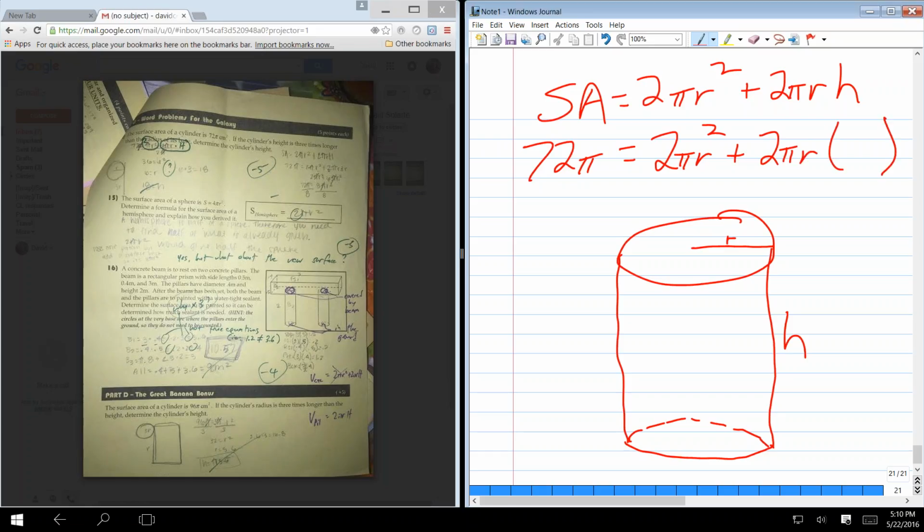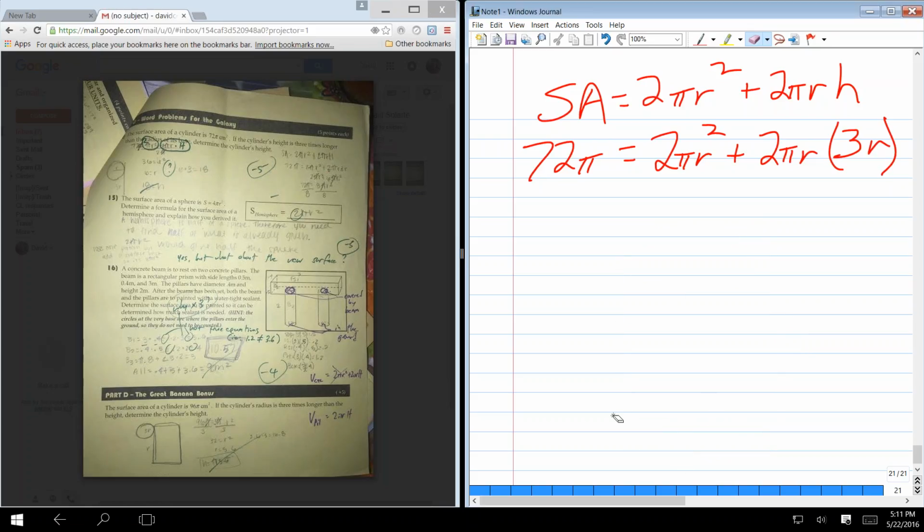H is no longer h. What is it? It's 3 times longer than the radius. 3r. Now I have one equation and only one unknown. And actually it solves fairly easy. 2 pi r squared plus 6 pi r squared. How many total pi r squared do we have? 8 pi r squared.